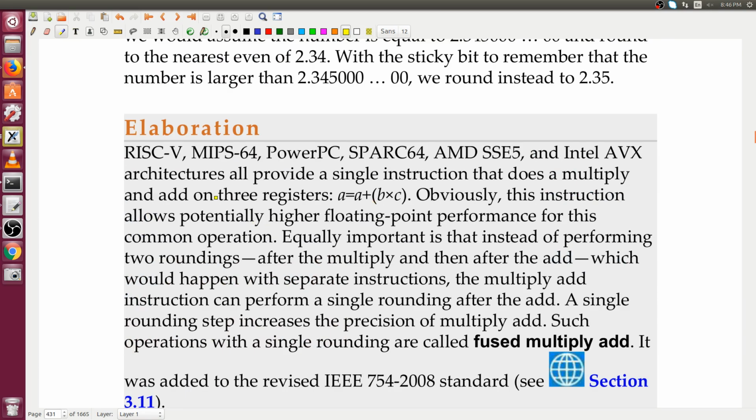So what do RISC-V, MIPS, PowerPC, SPARC, AMD, and Intel AVX architectures have in common? They provide a single instruction that does multiply and add on 3 registers. A lot of times this is called fused multiply add, and that's exactly what they call it down here.